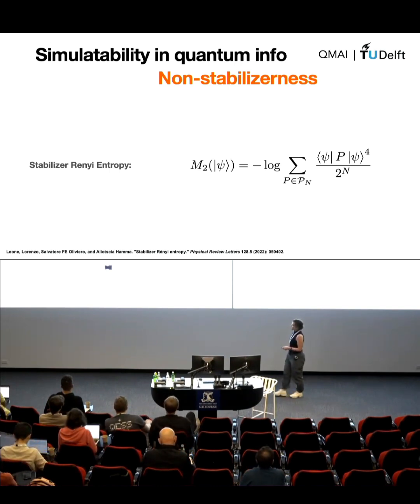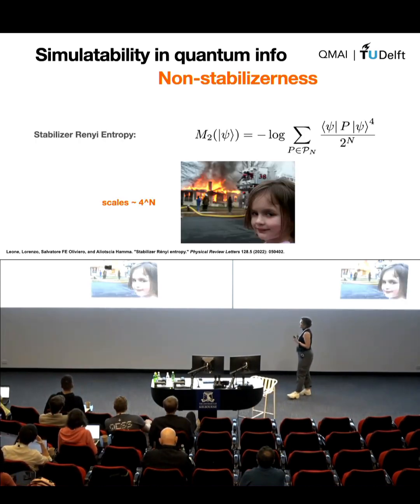This has been introduced by Lorenzo Leone, Salvatore Oliviero, and Ali Osahama in 2022. And at that time, it kind of revolutionized the measurements of non-stabilizerness, because the previous measures were actually scaling even worse.